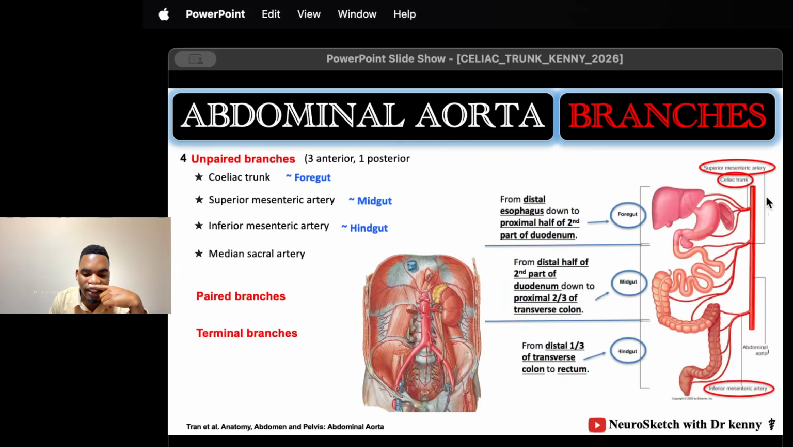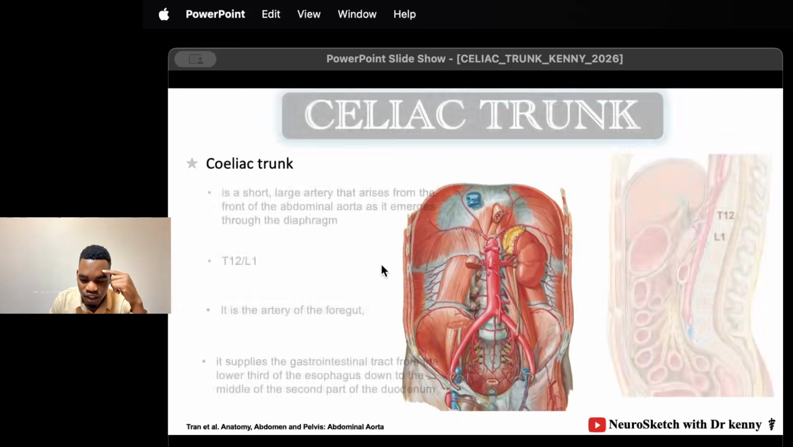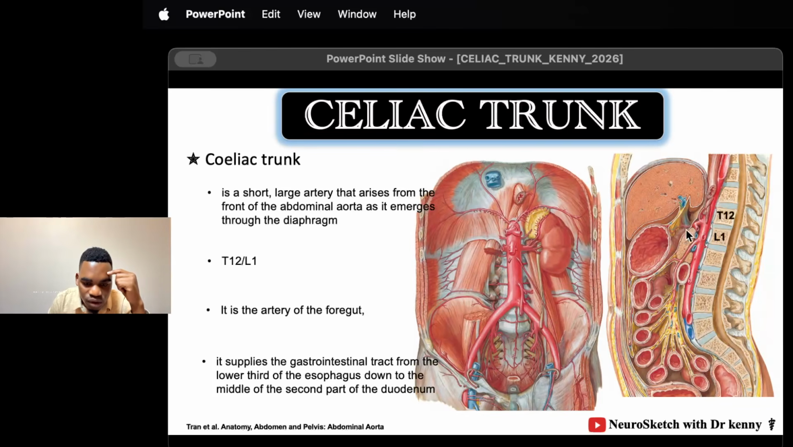The celiac trunk is the primary artery which is supplying the foregut. It supplies all the way from the distal third of the esophagus to the midpoint of the second part of the duodenum, being supplied by the branches of the celiac trunk. It is a primary artery of the foregut. We mentioned this the other time. So this is your celiac trunk.